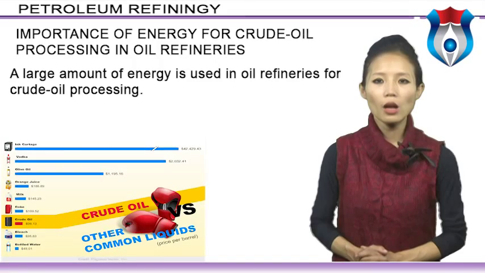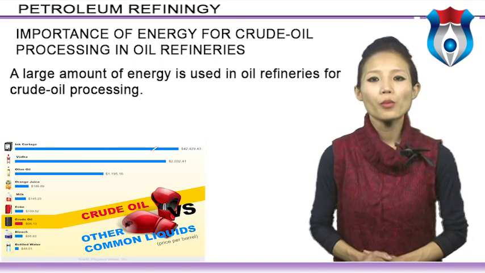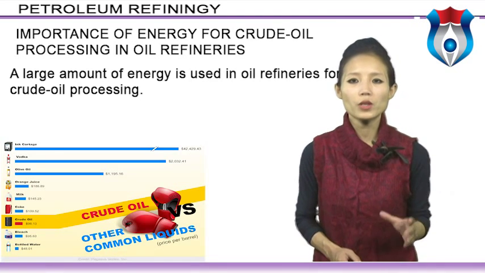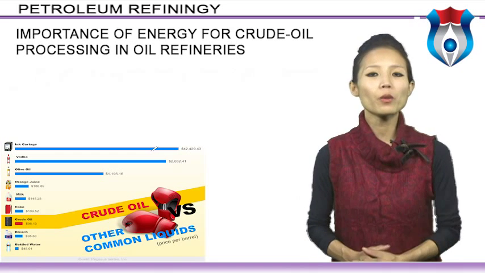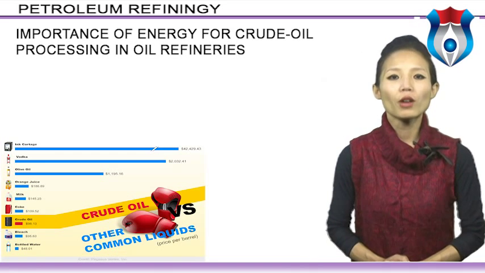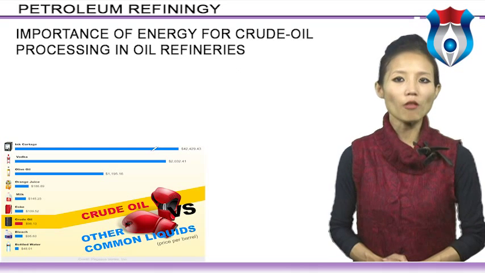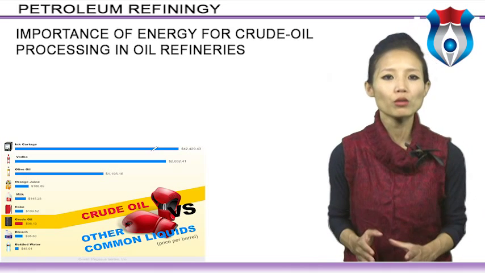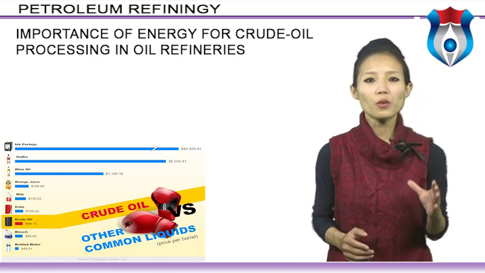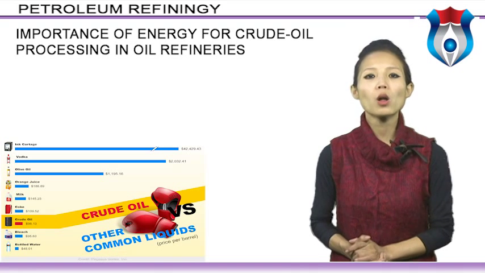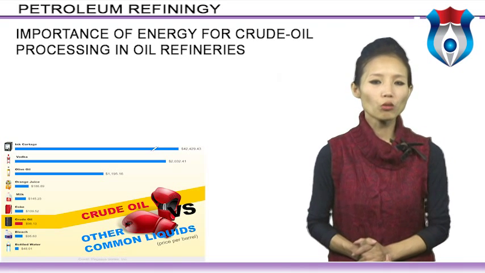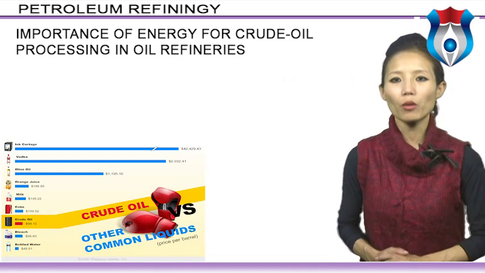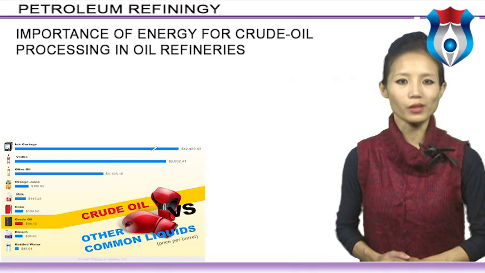Importance of energy for crude oil processing in oil refineries. A large amount of energy is used in oil refineries for crude oil processing. A refinery itself can ensure all the utilities required for its operation by means of more or less complex energy transformation using a part of the products obtained by crude oil processing. Therefore, crude oil for a refinery presents not only a feedstock but also the main source of energy required for crude oil processing. This fact aggravates a clear separation of a refinery utilities system from crude oil processing.